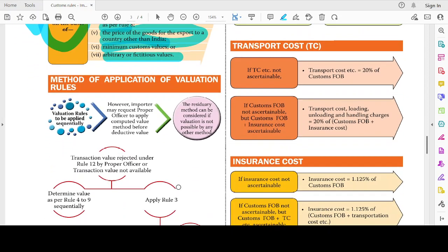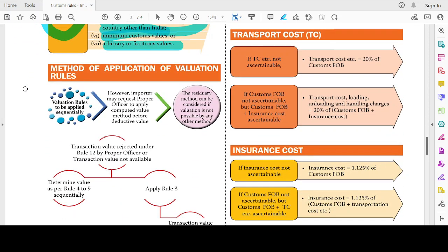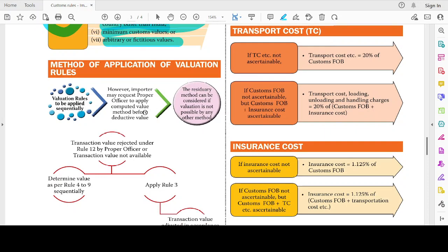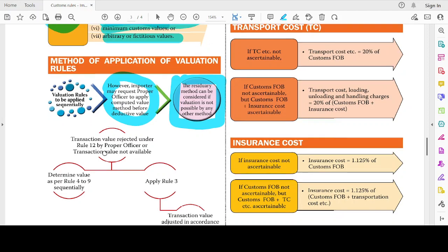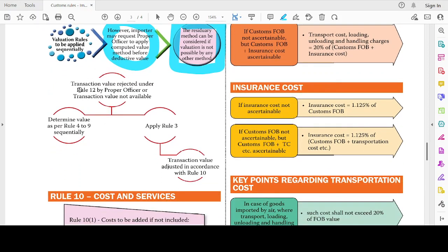Okay, now the application of valuation rules. Valuation rules are to be applied sequentially, like 3, 4, 5, 6, 7, 8, 9. However, the importer may request, as we discussed, that we can apply the computed value before the deductive value, and the residuary method can be applied only when none of the methods are applicable. If the transaction value is rejected under rule 12 or the transaction value is not available, then you can determine the value as per these methods. See, I am not having the transaction value, only then I am going to compute the value with this method. If I have the transaction value, I will not go with that one.